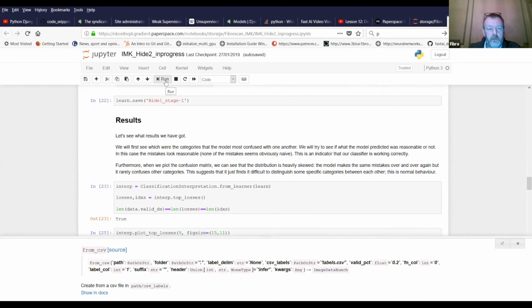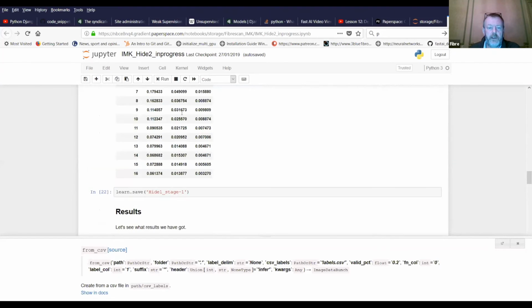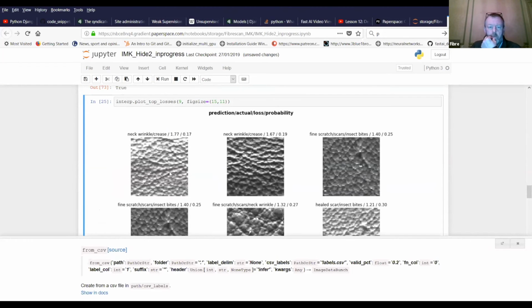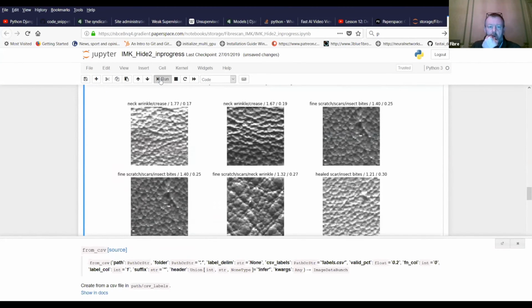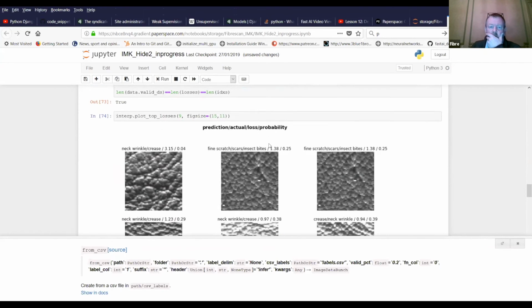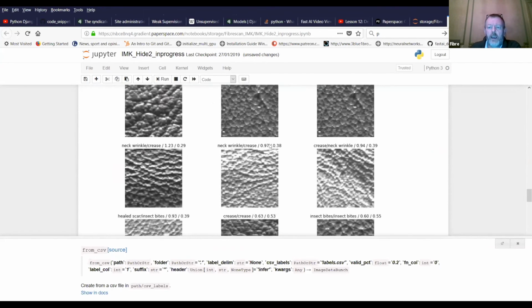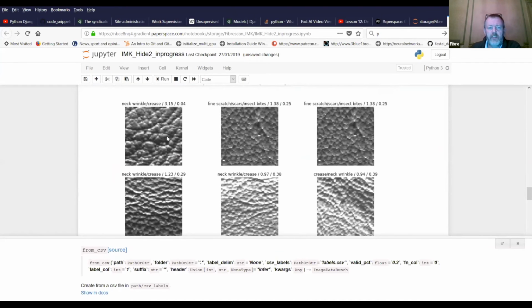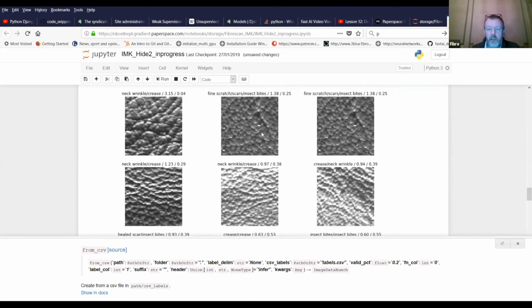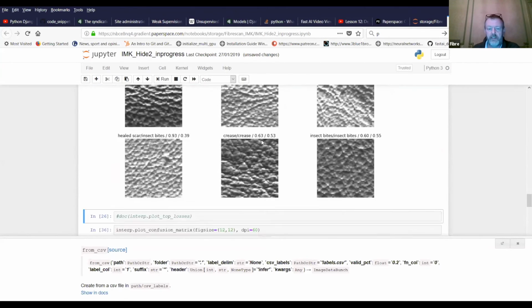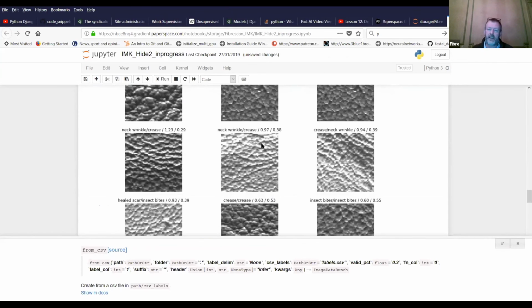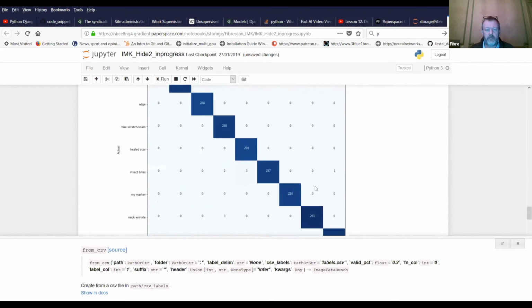So if we now look at the results, we've got to here. So we've got neck wrinkles and crease. Now, I can't tell the difference between a neck wrinkle and a crease, so I expect some issues there. This one maybe, again, is a fine scar or an insect bite, I don't know. And when we look at the confusion matrix, oh yeah, that's pretty good.